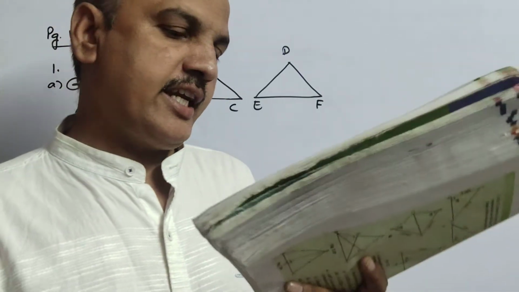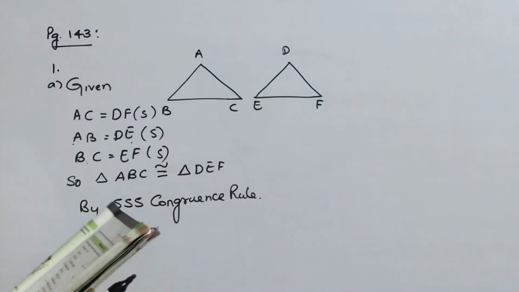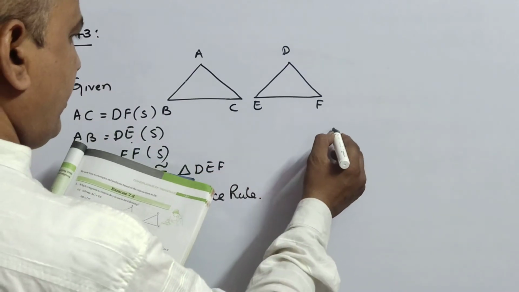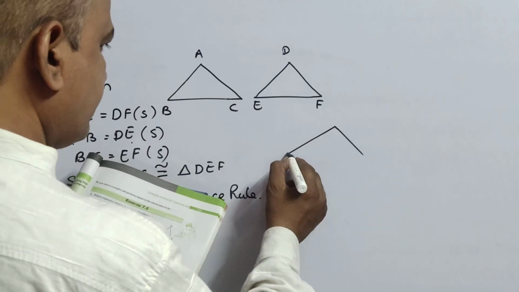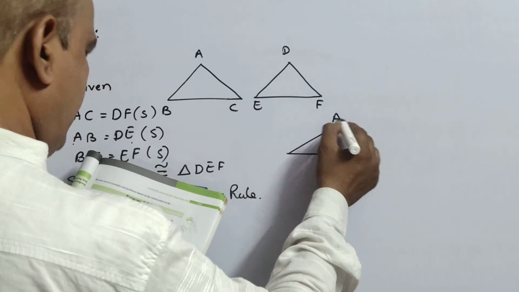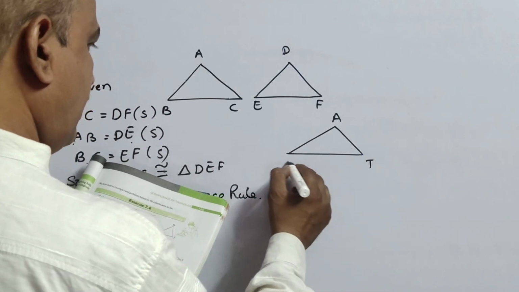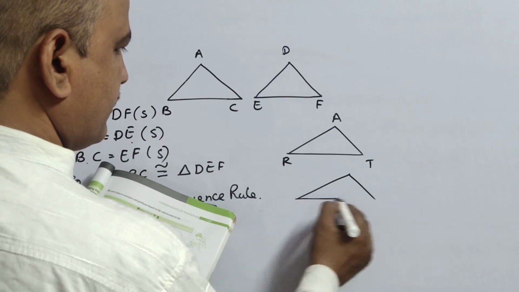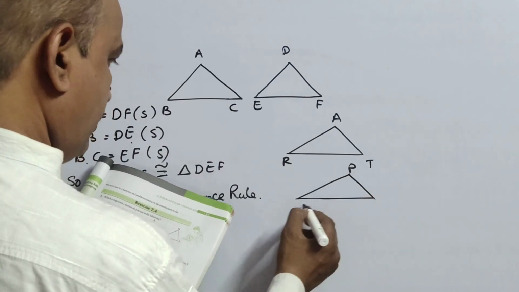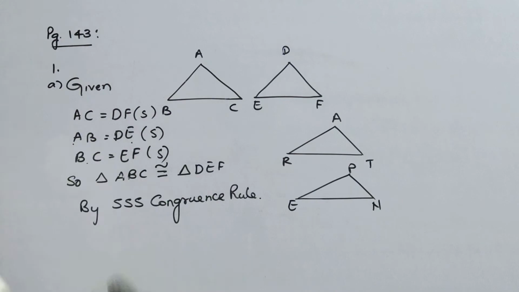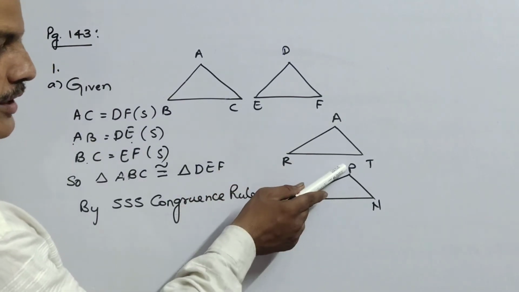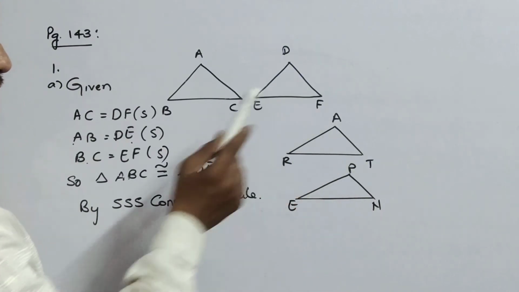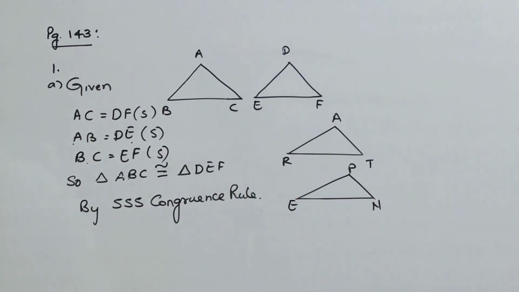Now coming to the second question, it is even easier. Here they have given two figures. In the second question, A, R, T and P, E, N. When you are reading A, R, T, you have to read this one as P, E, N. Suppose you are reading E, N, P, then you have to write R, T, A. So please be very careful.